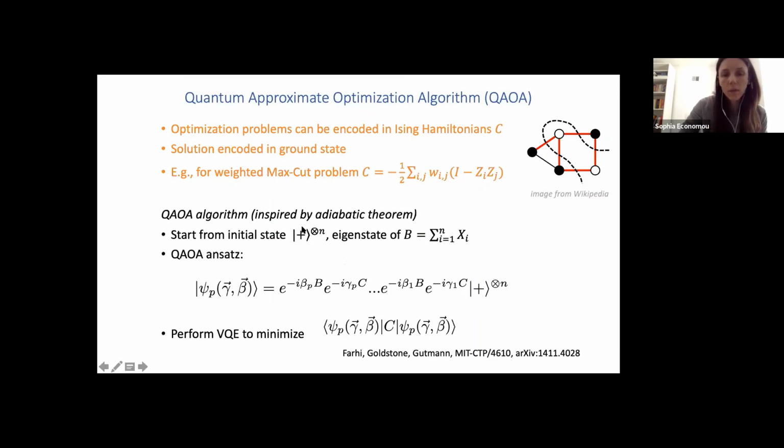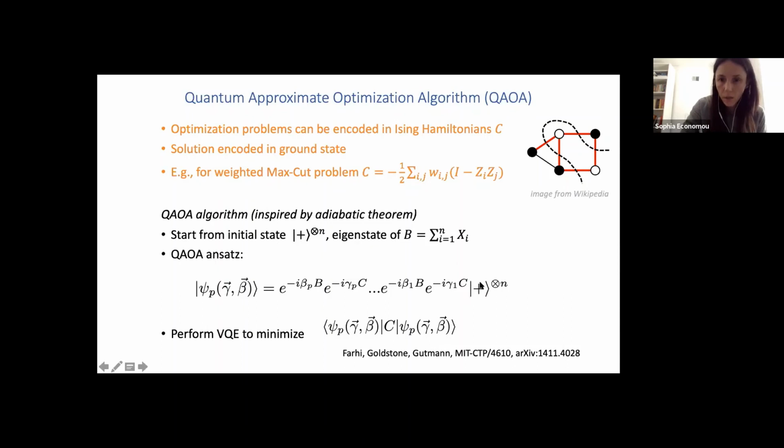What you can do is start from a state that's easy to prepare, a quantum state that has superposition but no entanglement. If you were to do this adiabatically, you would want to switch adiabatically from this Hamiltonian B, which is just the sum of X's and has this ground state, to this Hamiltonian, which is your optimization Hamiltonian. If you did this perfectly adiabatically, of course, you would stay in the ground state and go from one to the other. Now, this ansatz here is a parametrized ansatz again. You can view it like a trotterized version of this adiabatic process.